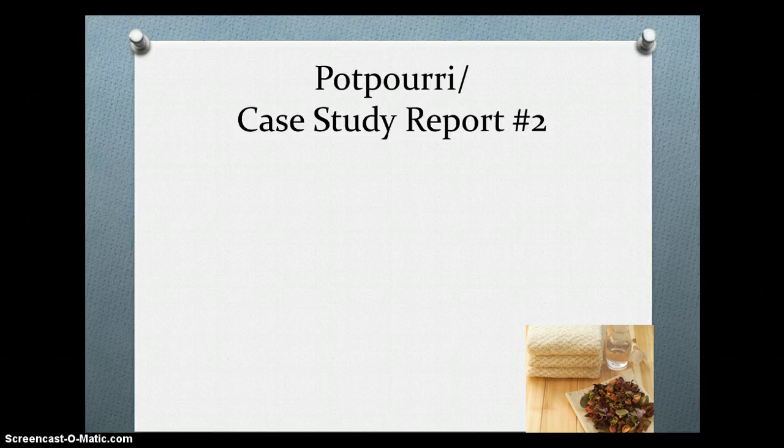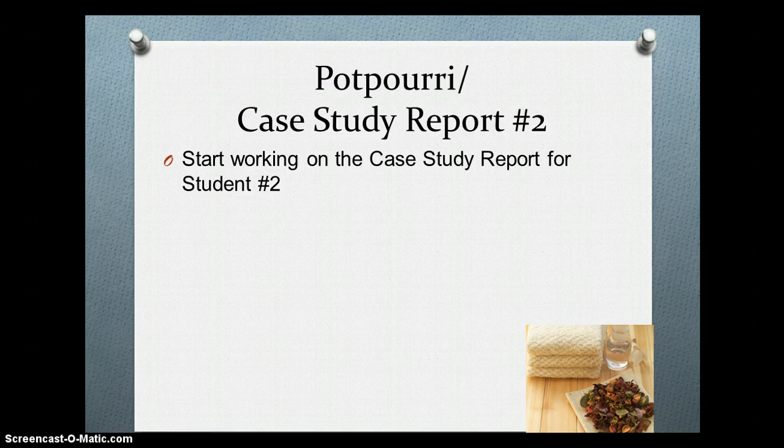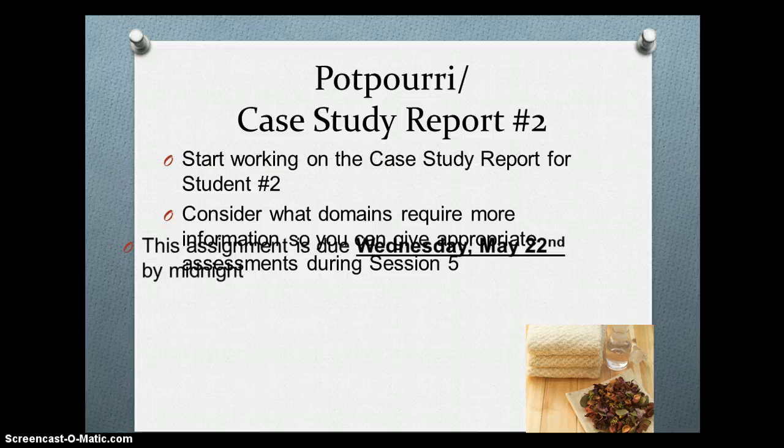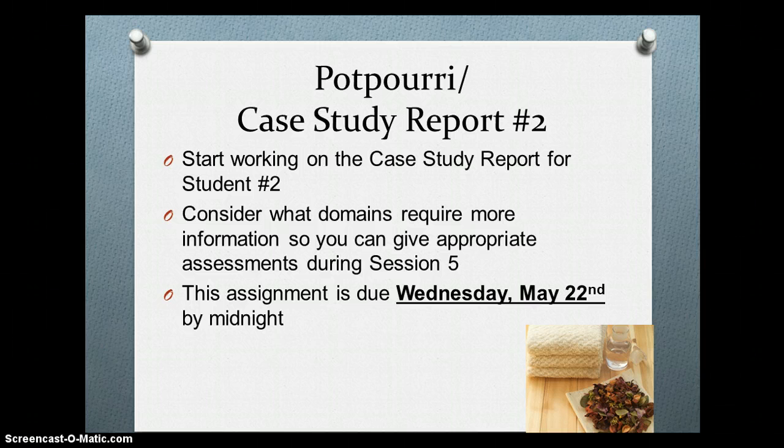All right, lastly, in the potpourri category, I wanted to talk about the case study report. Definitely start working on that. Make sure to consider what domains you need more information on, so that when you do session 5, you have a plan for the assessments you want to give. And this assignment is due Wednesday, May 22nd by midnight.